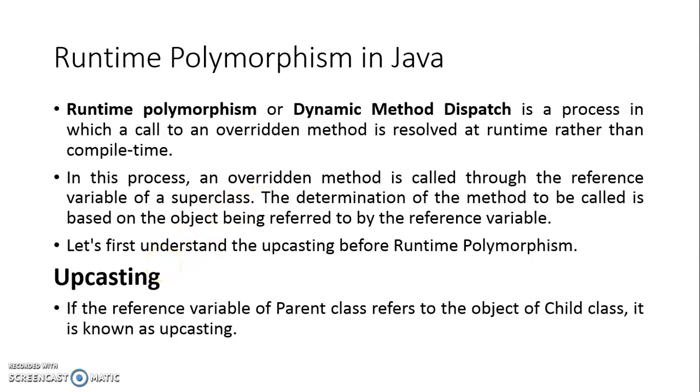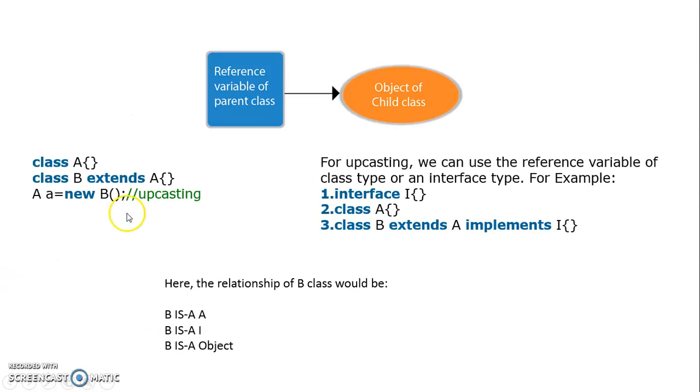Here we will first understand what is upcasting before runtime polymorphism. Upcasting means if the reference variable of a parent class refers to the object of the child class. I repeat, if the reference variable of a parent class refers to the object of the child class, it is known as upcasting. We will see the example here.